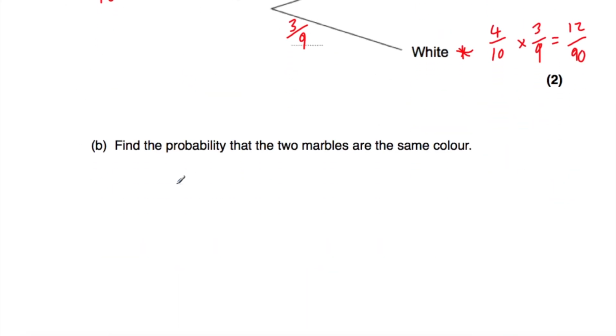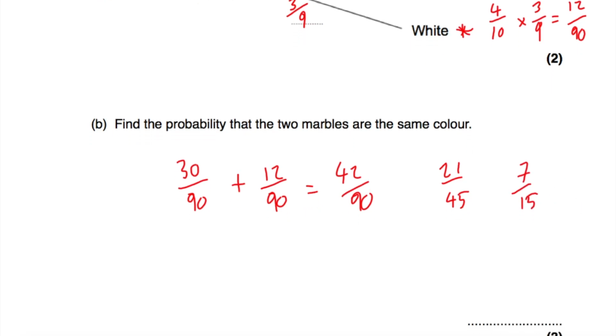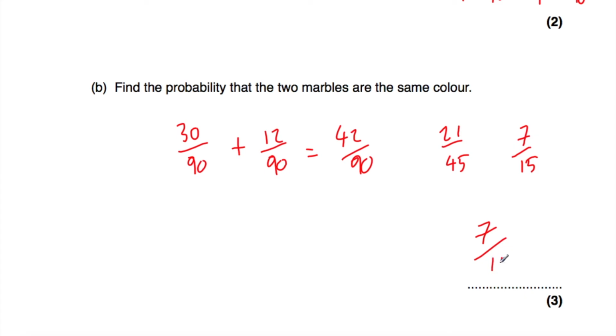So 30/90 plus 12/90 is equal to 42/90. Now we can cancel this down. We can halve them both to be 21/45, just dividing them both by 2. We can now divide them both by 3, and that's equal to 7/15. And that's it. The probability that both marbles are the same colour would be 7/15.